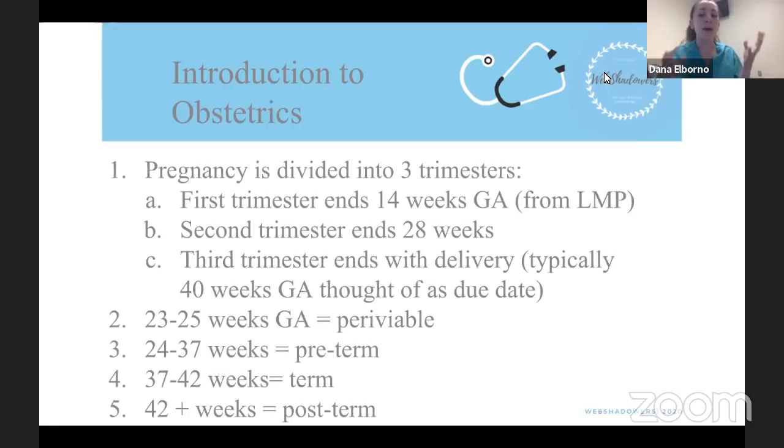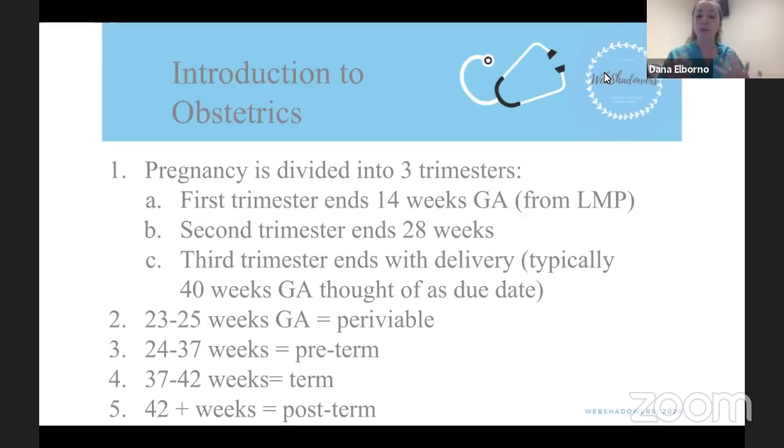Some other important time markers in a pregnancy is between 23 and 25 weeks. The infant is considered, or the fetus rather, is considered pre-viable or peri-viable. So that's really the edge of viability, at which point most fetuses would not survive if delivered at that point in pregnancy. So less than 24 weeks is considered pre-viable, and after 24 weeks is considered post-viable, meaning the baby would survive if delivered and had to, you know, transition into outside life.